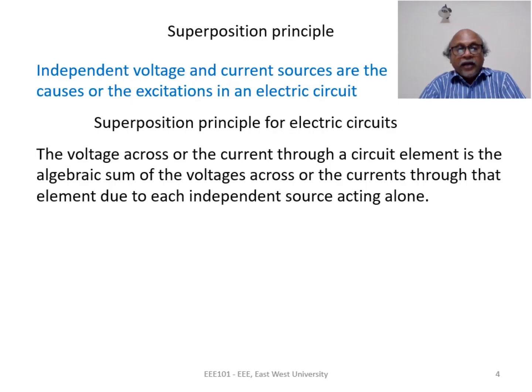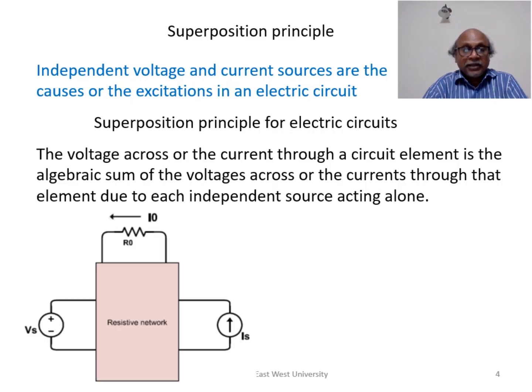So how do we define superposition principle for electric circuits? The statement goes like this. The voltage across or the current through an electric circuit element is the algebraic sum of voltages across or the currents through that element due to each independent source acting alone. We need to understand what this statement actually means.